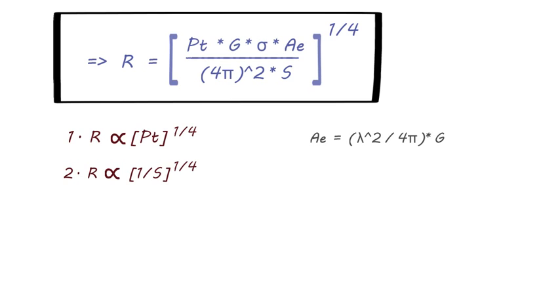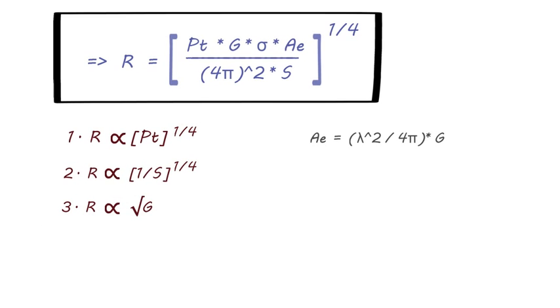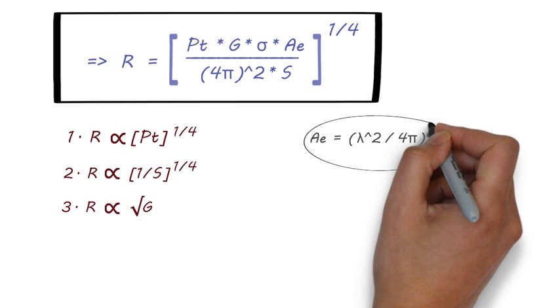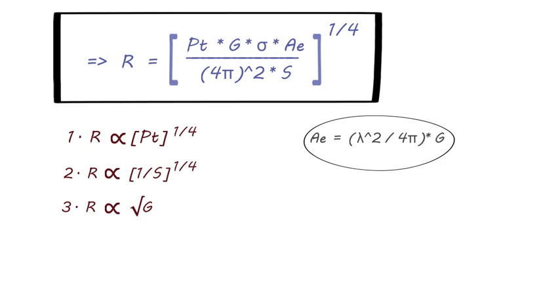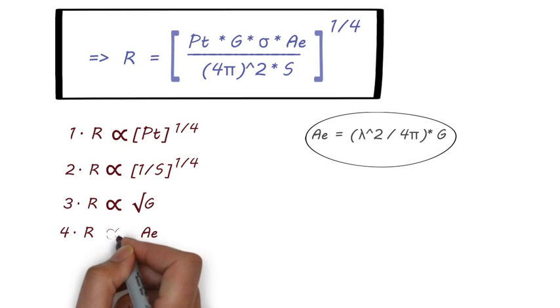if we replace Ae here, then G square term will come inside the bracket. So range will be directly proportional to under root of G. Now from this equation we can easily see the effective aperture Ae is directly proportional to the gain of antenna. So range is also directly proportional to under root of Ae.